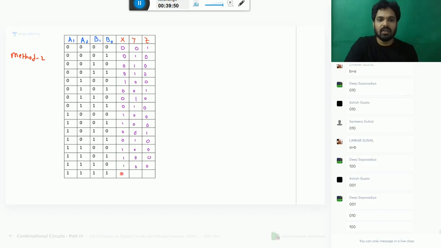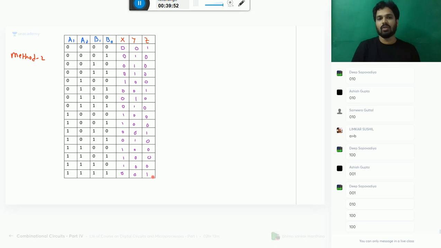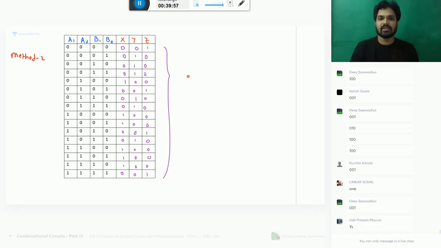Lastly, A equal to B. Okay, so I only fill this. What is X? Sum of the min terms. Which min terms are 1? 4, 8, 9, 12, 13, 14.